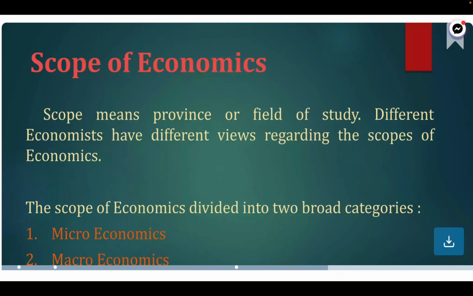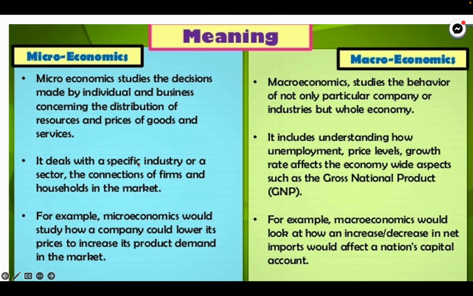And here we are talking about the scope of economics. So there are two major scopes of economics, microeconomics and macroeconomics. It was divided into two broad categories. Scope means province or field of study. Different economists have different views regarding the scope of economics. So here I can tell you the meaning of microeconomics and macroeconomics.